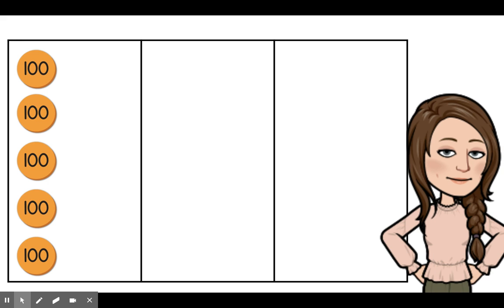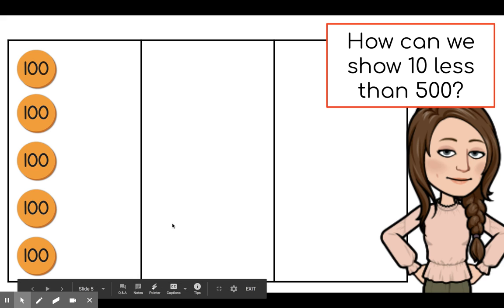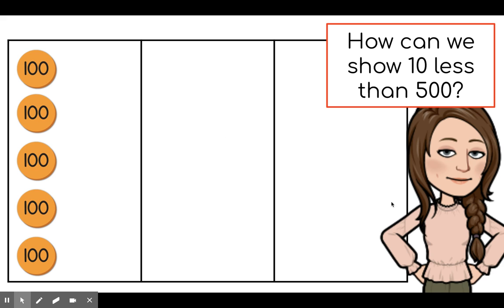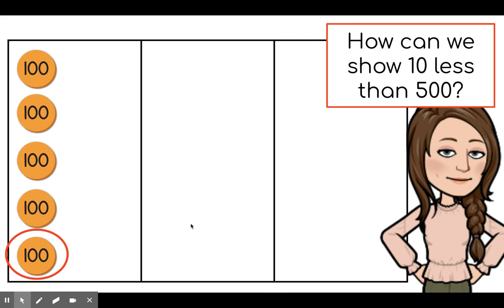You're good at this. Now I have a really tricky question for you. I have 500. How can we show 10 less than 500? This does seem challenging. I have 5 groups of 100. I don't have any 10s place value discs or 1 place value discs. How can we show 10 less than 500? Well, we did trade 10 tens for 100. So do you think we could trade this 100 place value disc for 10 groups of 10? You do? I think you're right.